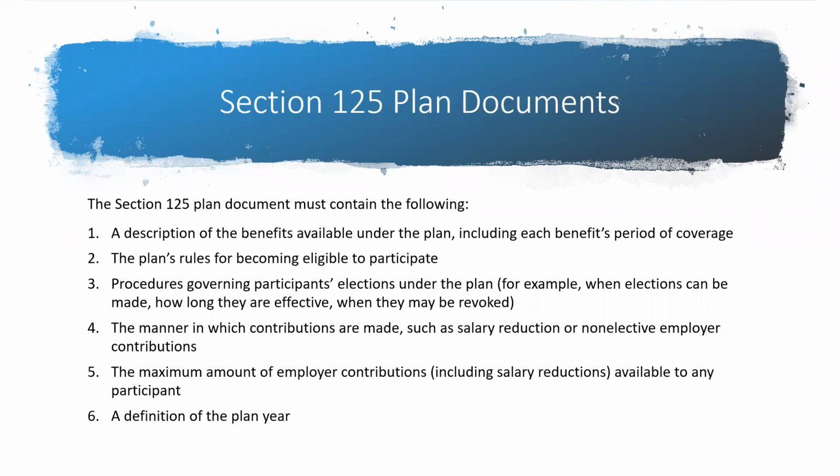Your Section 125 plan documents. The cafeteria plan must have a written document laying out the particulars of the plan, and it must be intended to be a permanent plan. The plan doc must include a description of the benefits available and their period of coverage, the plan's rules for how employees become eligible to participate, procedures for making elections, when those elections can be made, how long they're effective, when they can be revoked, all of those things.